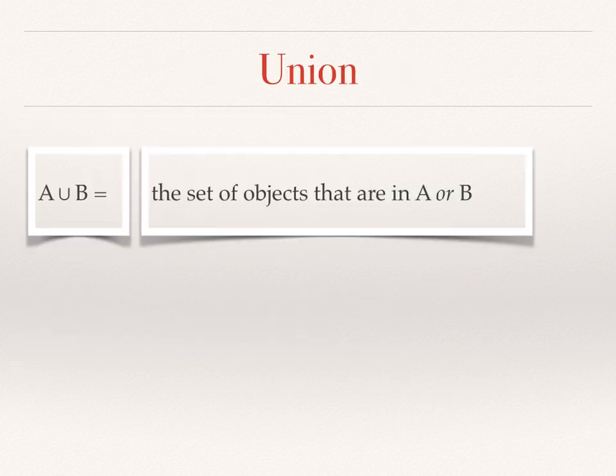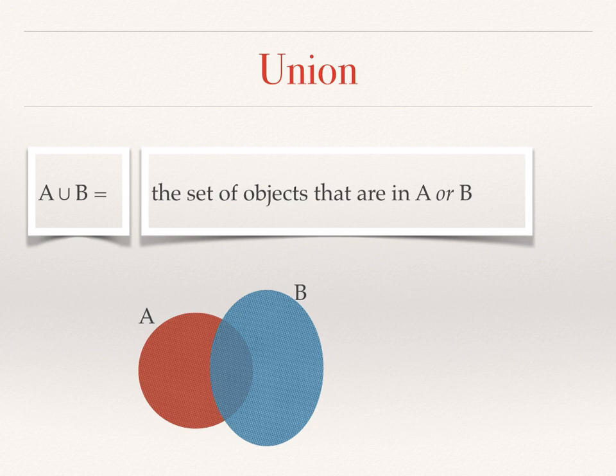So the first operation between sets I want to talk about is the union. We refer to the operation of union by writing the big U between two sets. Let's say we have set A and set B. These are sets as collections of objects. A union B is another set, namely the set of objects that are in A or B. We should think of the union pictorially.